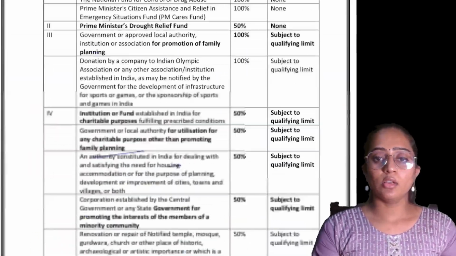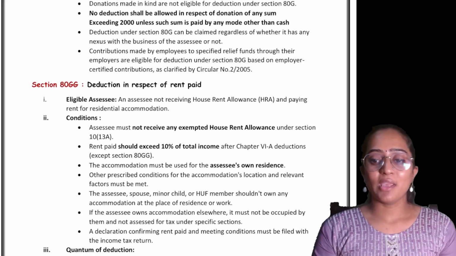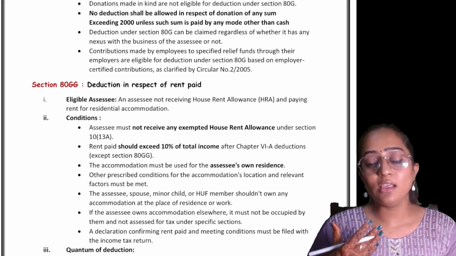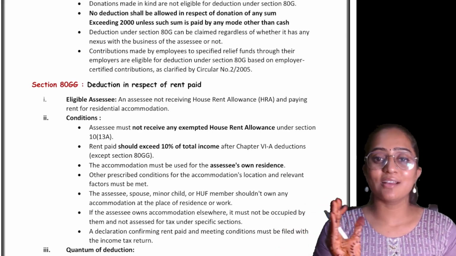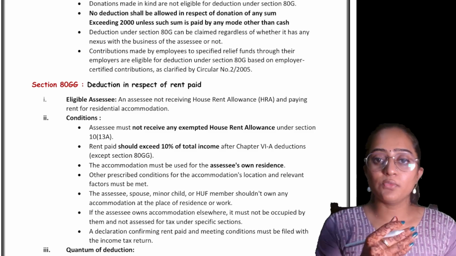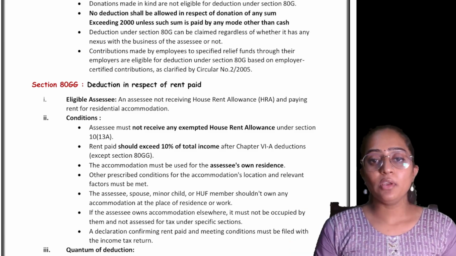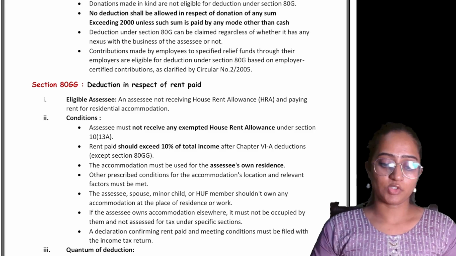So this is about your 80G. Remember, if you're making any donation in excess of 2,000 rupees other than by account payee cheque or account pay track, that is, if you're paying in cash, then it is going to be fully not allowed as a deduction.